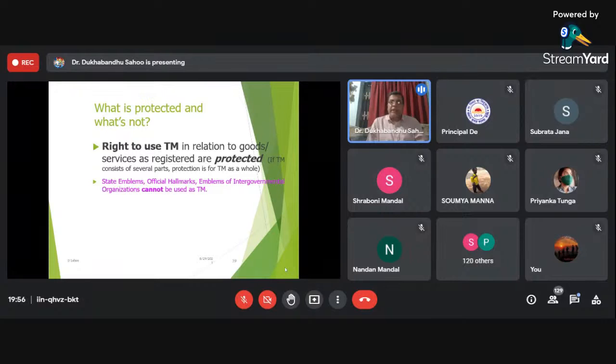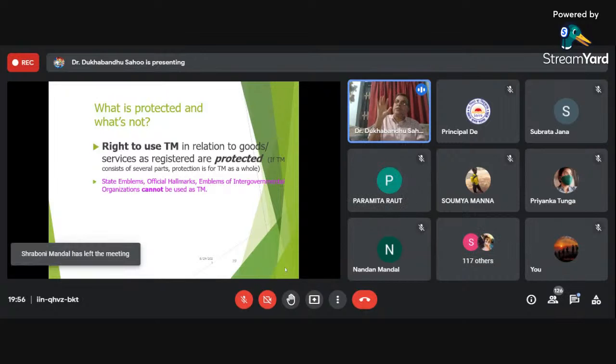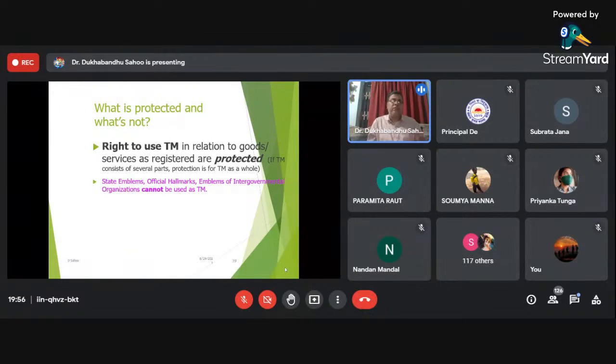What is protected in a trademark? If you have a trademark, whether it's visual form, or whether it's sound or smell, you have the right to use it for your product and sell it for your commercial gain. But state emblems, official hallmarks, emblems of international organizations cannot be used. Say, if we wanted to use the World Bank's emblem or a national emblem as the trademark of my company, that is not registered.